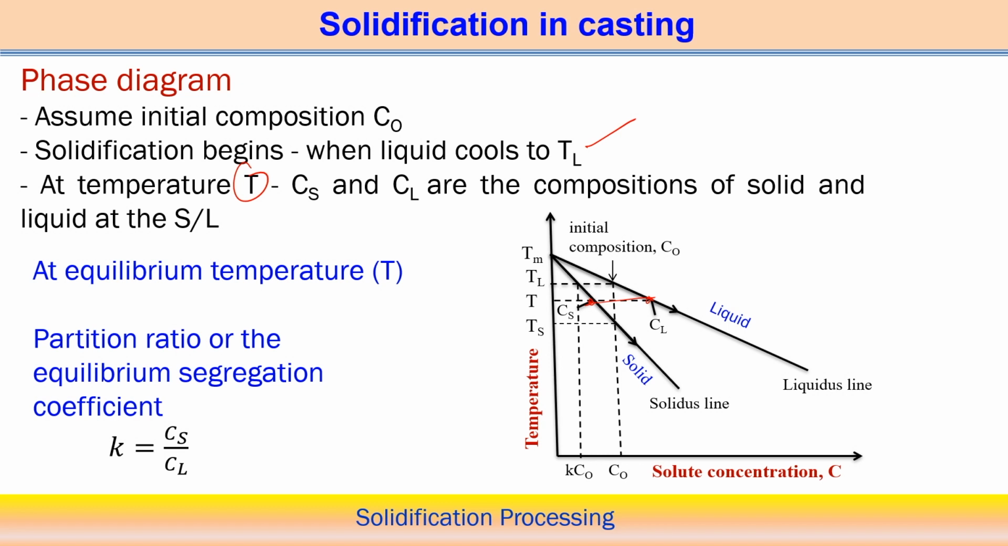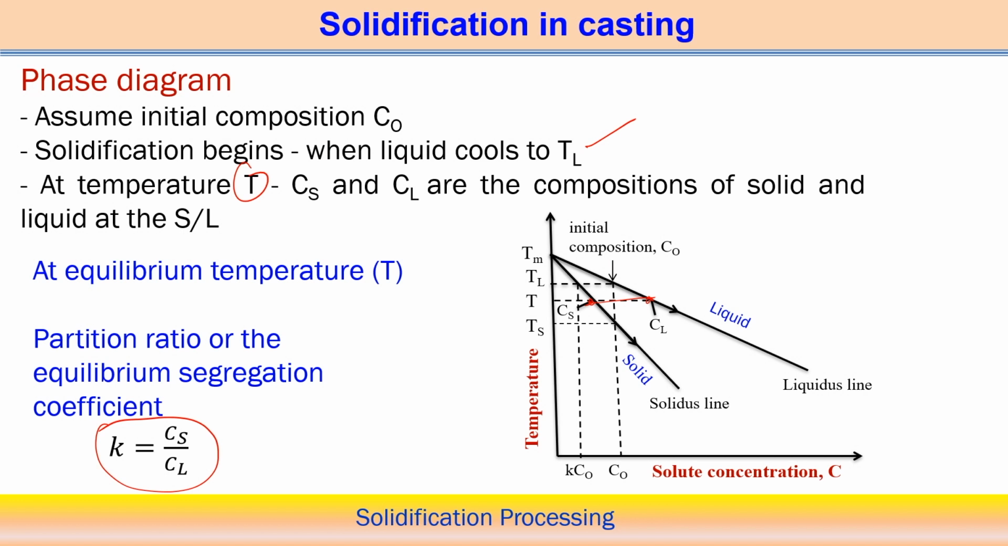Depending upon the diffusivity of the solute in the liquid phase or in the solid phase, we can define the partition ratio, or the equilibrium segregation coefficient, with respect to Cl and Cs, the compositions of the solid and the liquid phase between the liquidus and the solidus temperature. So at a particular temperature T, the partition coefficient K is defined by Cs and Cl. Usually the partition coefficient is less than 1.